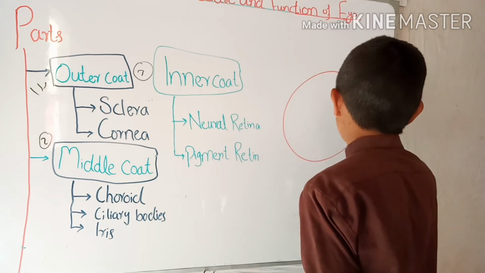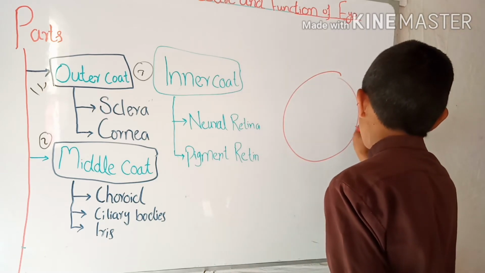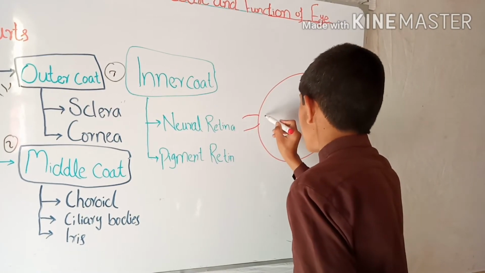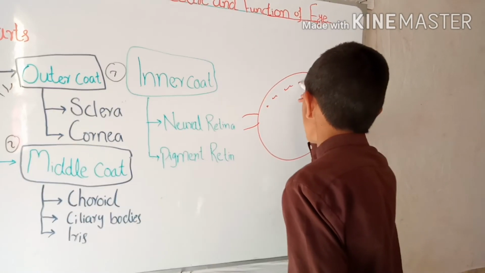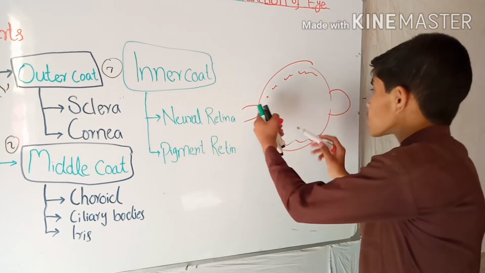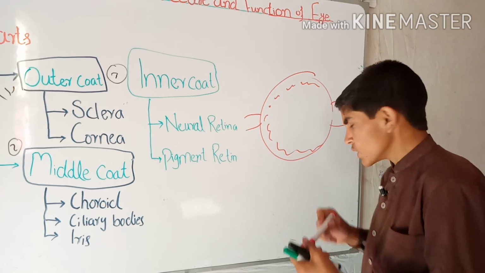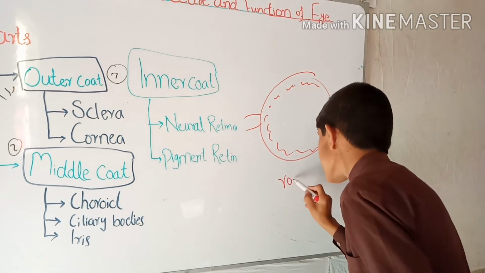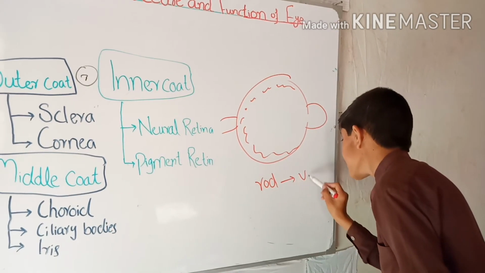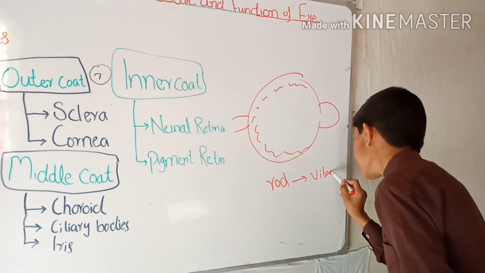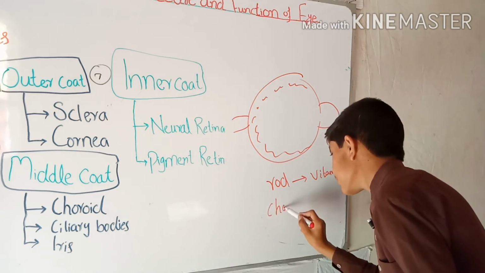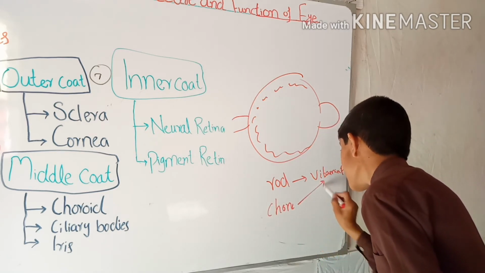These are the rods and cones which are present in this part. A rod is prepared by vitamin A, and a cone is also prepared by vitamin A.